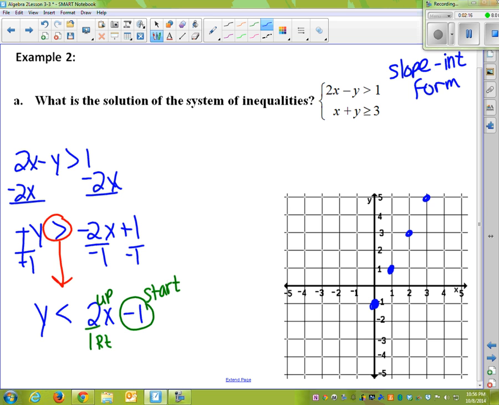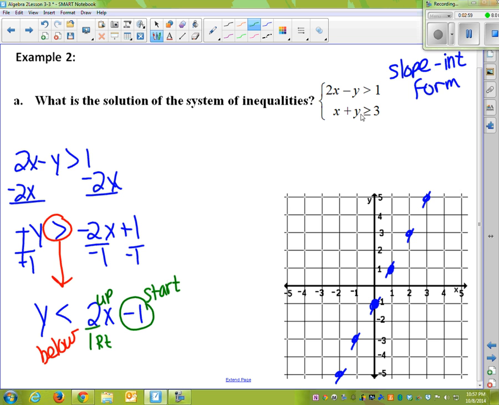I'm going to go ahead and fill my whole graph in. You can also go down and to the left. Because it's less than, it's going to be a dashed line. And I'm not going to shade the line just yet, but I'm going to indicate, because it's less than, it points to the y. That means y needs to be smaller. So I'm going to shade below the line. Before I shade though, I want to go ahead and graph the second line.